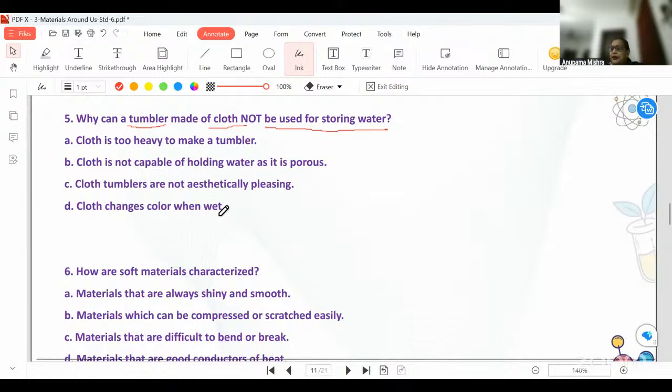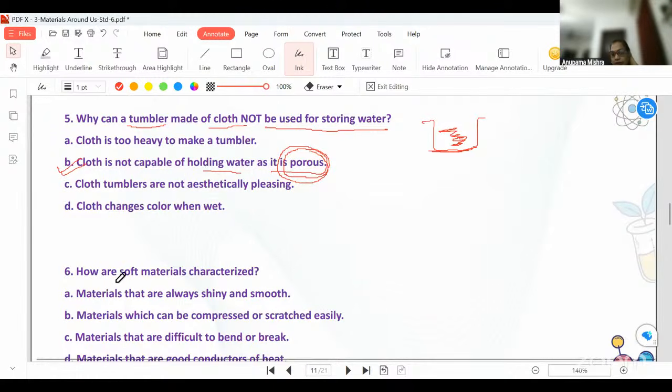Come on, give the answer for the fifth one. What answer are you giving? Let me check. What is a tumbler? A tumbler is a type of vessel which we use to store water. Cloth is not capable of holding water. Absolutely correct. Cloth is porous in nature, and water will pass through it. However thick a cloth you take, the water will pass out. So we cannot use it.